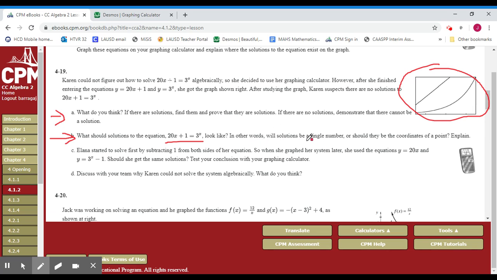It says, in other words, will the solution be a single number or should they be coordinates of a point? Explain. Okay. So think back, you guys. Where have we seen more than one equation graphed? And what do I mean by the solution? Think back to your notes, look back at your old notes. What do I mean by that solution? And I need you guys to answer both part A and B.